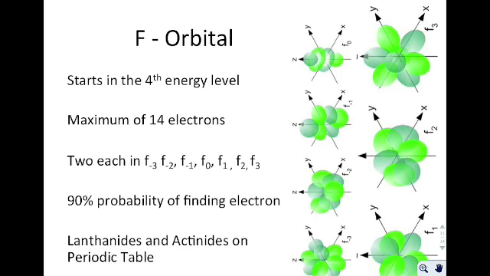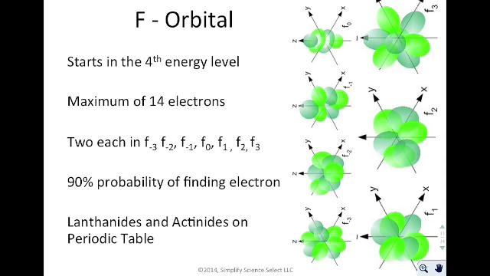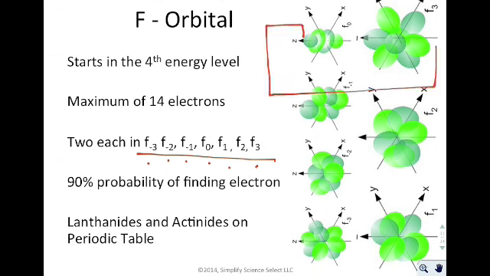The last orbital that we have is the f orbital, and it starts in the 4th energy level, and actually can hold a maximum of 14 electrons because each one of them can hold 2, and there are 7 in f minus 3, minus 2, minus 1, 0, 1, 2, 3. It represents a 90% probability of finding an electron. Now the f orbitals, if you were to look at a periodic table, are this pulled out section called the lanthanides and actinides. Everything below here, if you were to look at its valence structure, would be in the f orbitals.